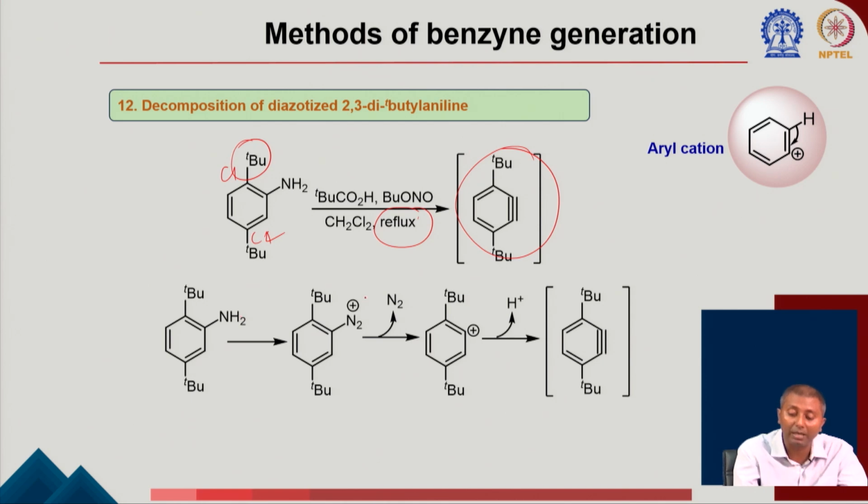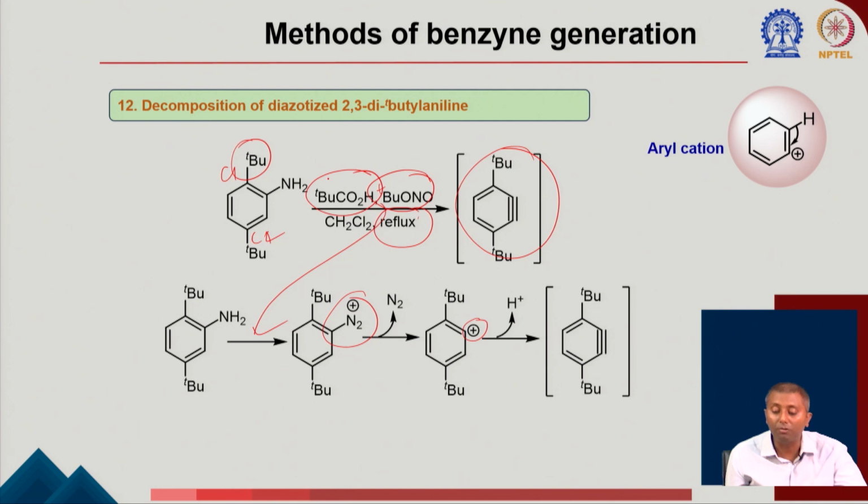First there is a formation of this diazonium chloride in the presence of tert-butyl nitrite, tert-butyl ONO. So this is going to form the corresponding diazonium. Then N2 is going to get out, with generation of a carbocation. As you can see, if you are using this corresponding acid, then there will be a counter anion, which is able to go for a proton abstraction to get to the corresponding benzyne.